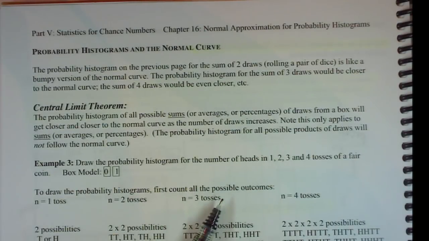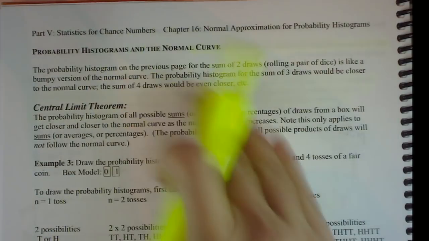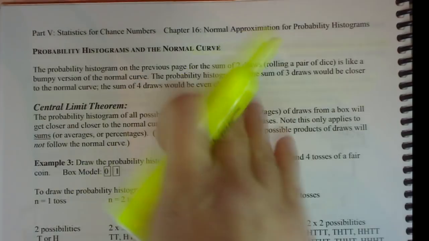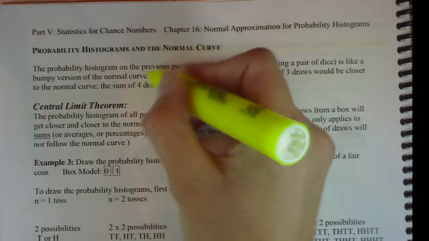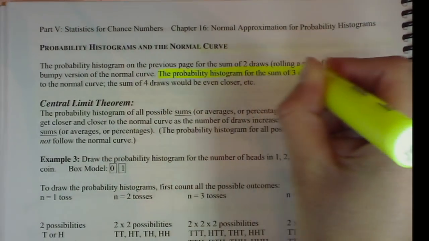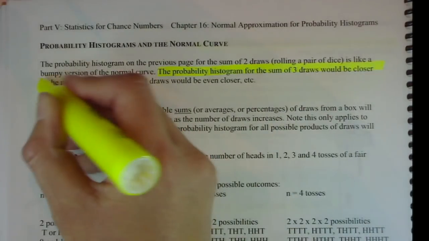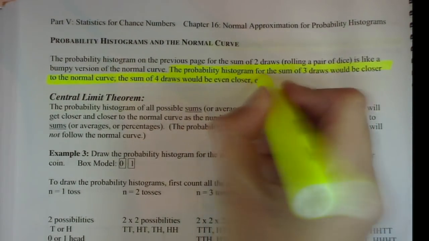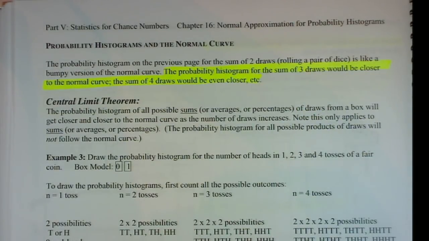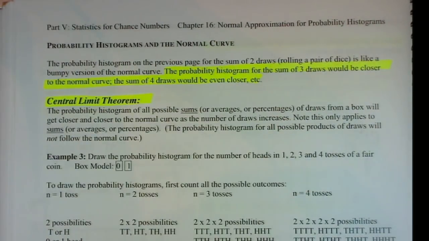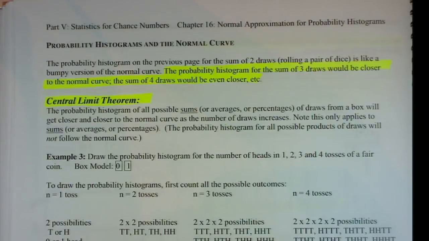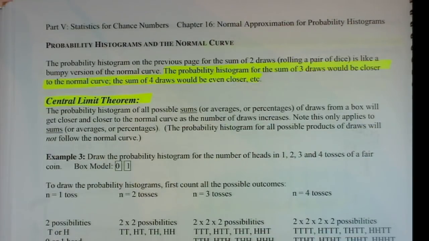And it saves us so much time. It's called the central limit theorem. So it says the probability histogram that we created for 2 draws looks like a bumpy version of the normal curve. And as we did 3, 4, 5, all the way up to 100 draws, the histogram looked closer and closer to the normal curve. So that is this central limit theorem. It wasn't a coincidence that happened.